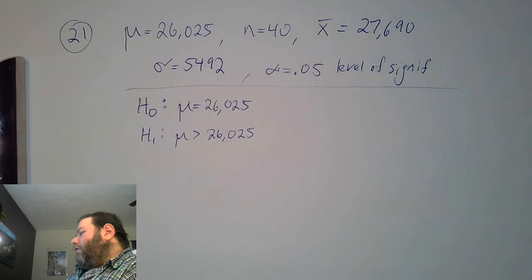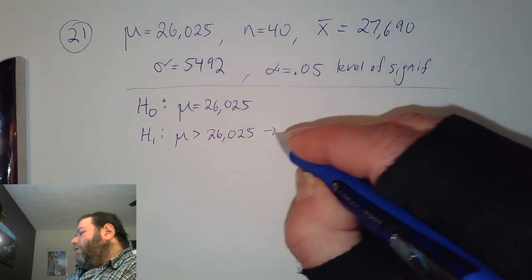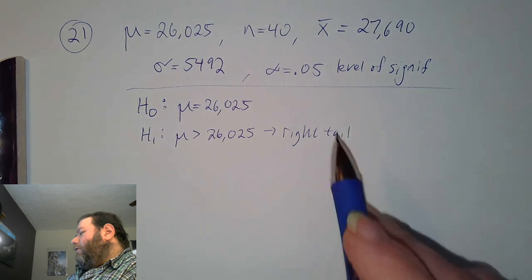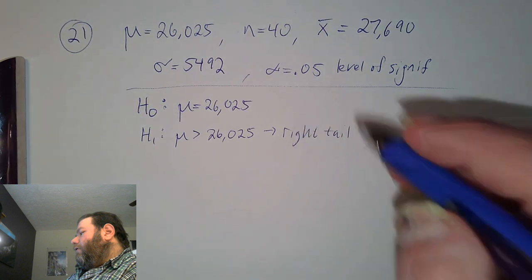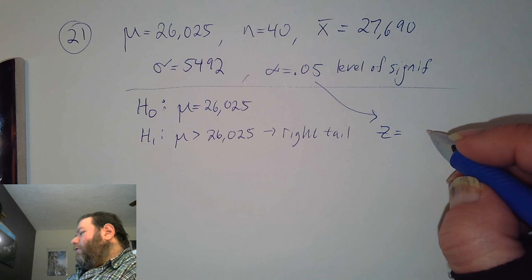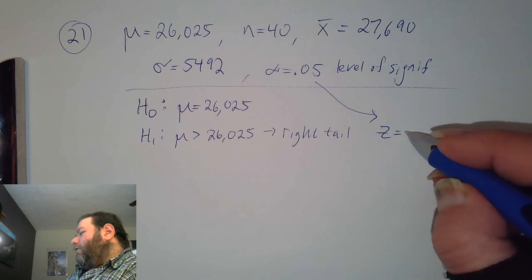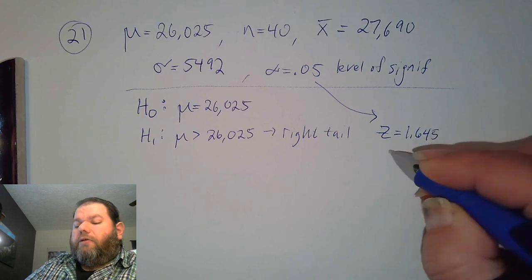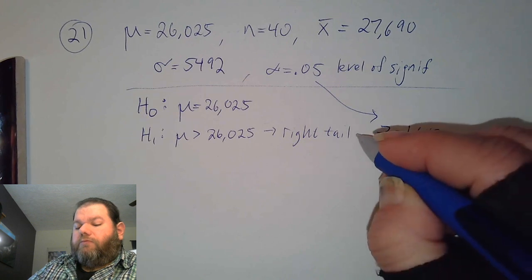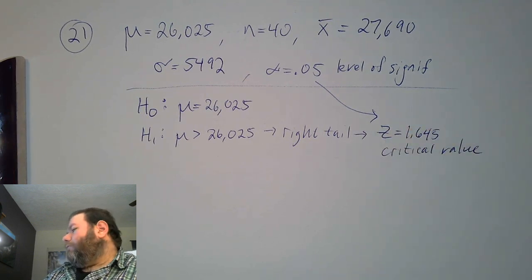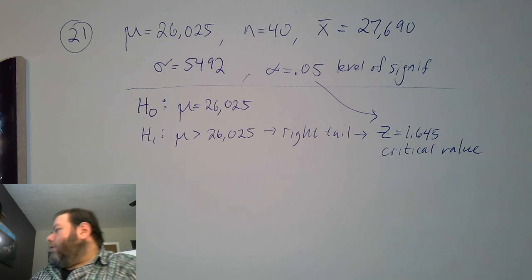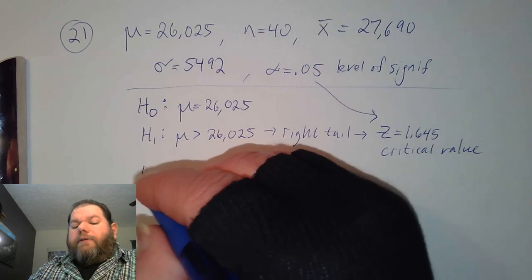Okay. Because we're saying greater than here, we know that's a right-tailed problem. And since alpha equals 0.05, we know z equals 1.645. That's our critical value. Okay. So now we look at our test statistic.